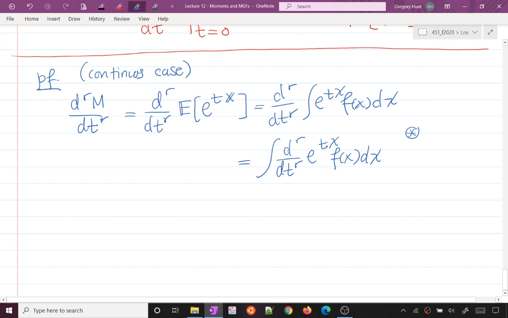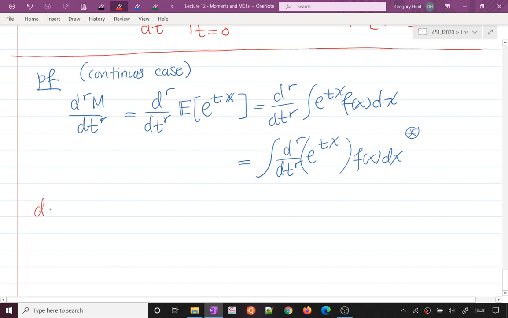If I can do that, I then have the rth derivative of e to the tx times f(x). Now f(x) doesn't depend on t, so you can pull it out. It's a constant as far as the derivative is concerned, and so you get the rth derivative of e to the tx. What's the rth derivative of e to the tx?